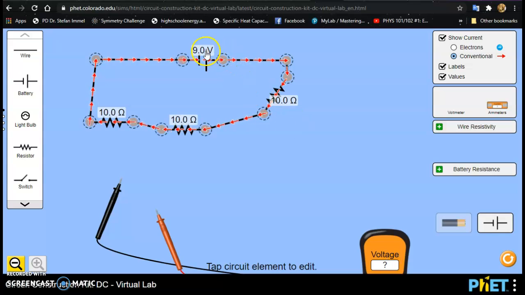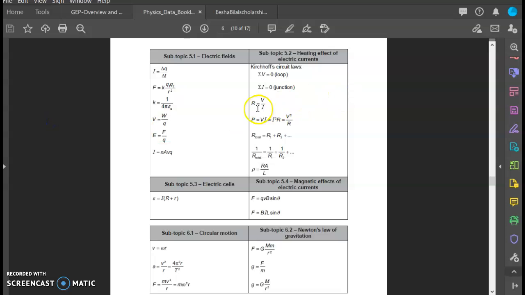I can use Ohm's law. V equals I times R. So I'm looking in my data booklet. I see resistance is equal to voltage, the voltage supplied by the battery, the voltage dropped across a resistor. But if I'm looking for the total current, I need to use the total resistance is equal to the total voltage divided by the current.